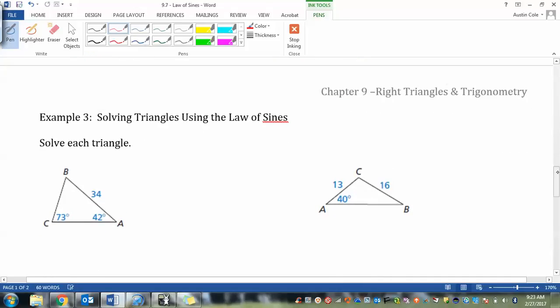Okay, and the last one, again, it says solve each triangle. So we need to find all of the sides and all of the angles. Okay, so if I look at this first one here, I can find angle B to start. Take 180 minus 73 minus 42. That'll get me angle B, 65 degrees. Okay, and then I need to find side A and side B. And there's not a right triangle.